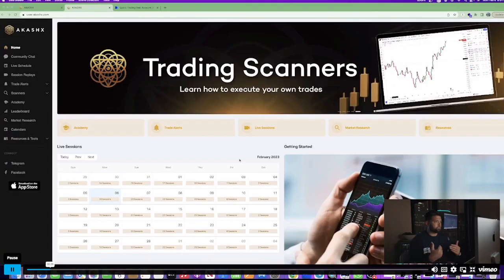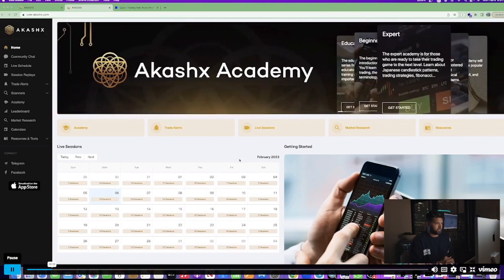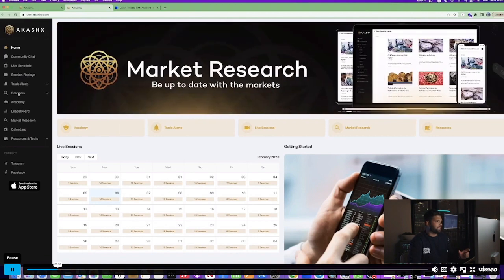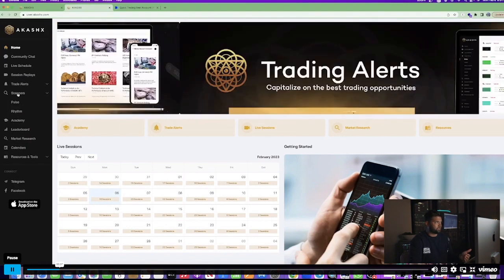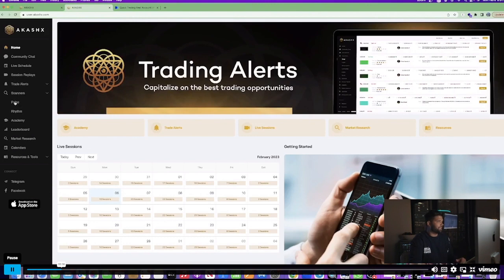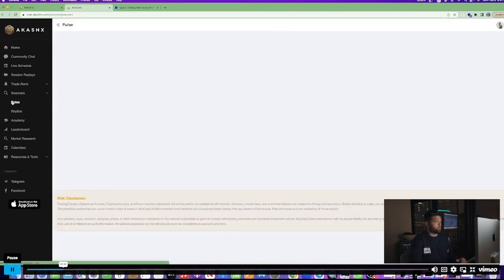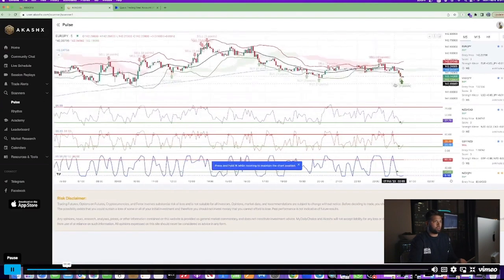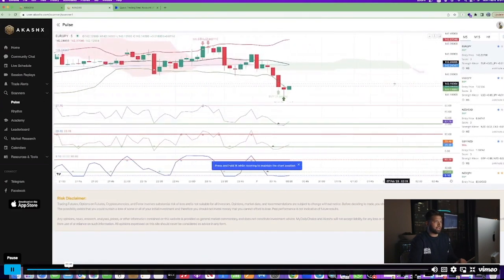So guys, first thing you're going to want to do is open up Akashx. Once you are on the Akashx main page, over here on the left hand side, you just want to make sure you have scanners selected. Once you have scanners selected, go ahead and select Pulse. Now, once Pulse opens up, over here on the right hand side will be all of the possible trade opportunities.